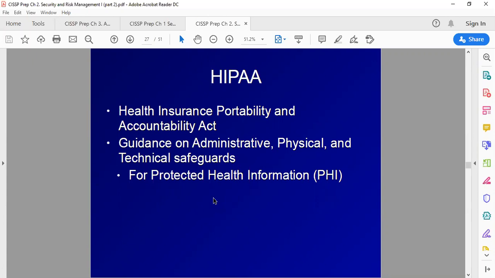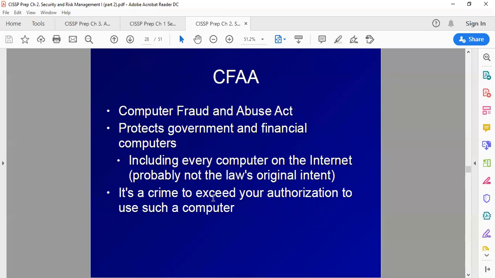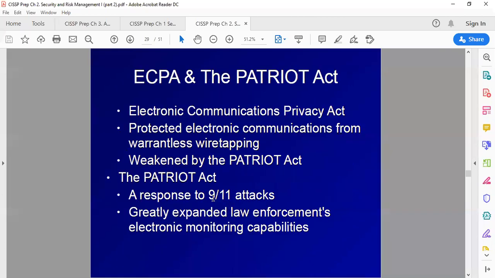So your company should be HIPAA compliant. Same time, CFAA, the Computer Fraud and Abuse Act, protects government and financial computers, including every computer on the internet. It is a crime to exceed your authorization to use such computers. Okay, so these are some different acts there.